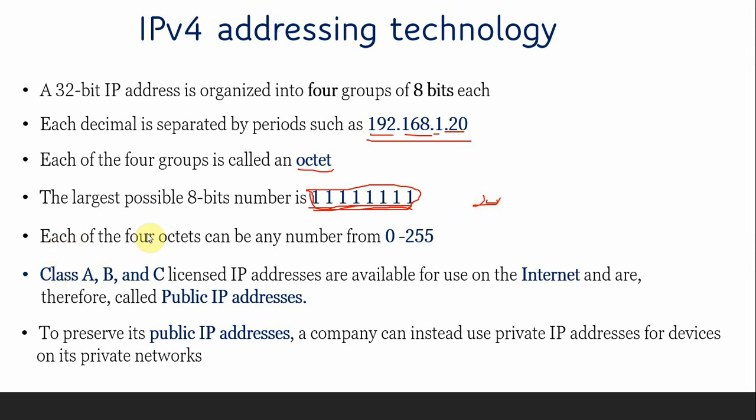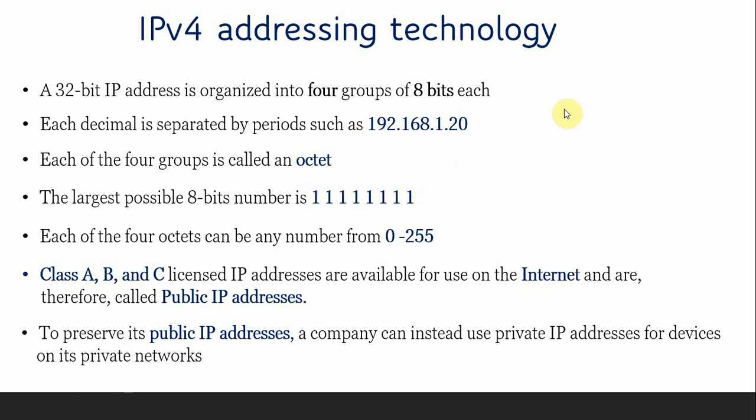So each of the 4 octets can be any number. As I said earlier, each of these 4 octets can range from 0 up to 255. Here can range from 0 to 255, here from 0 to 255, here from 0 to 255, and here from 0 to 255. Right? So we have classes of IP addresses.